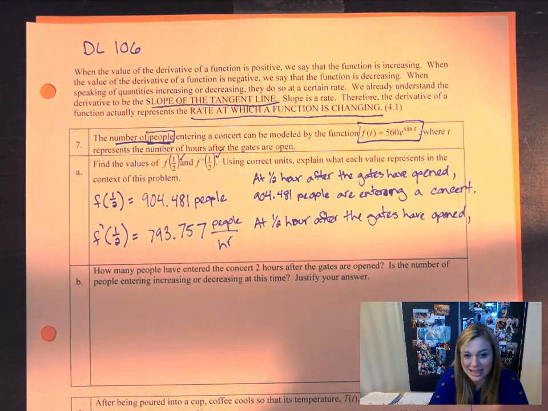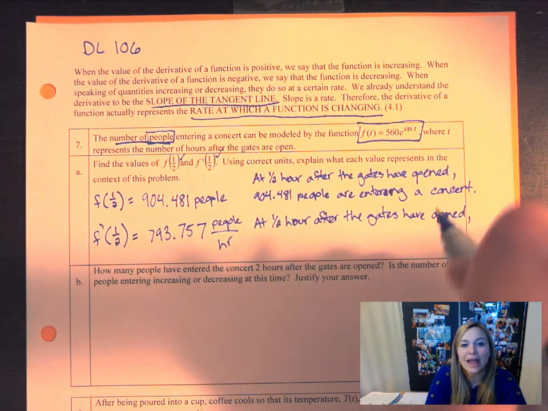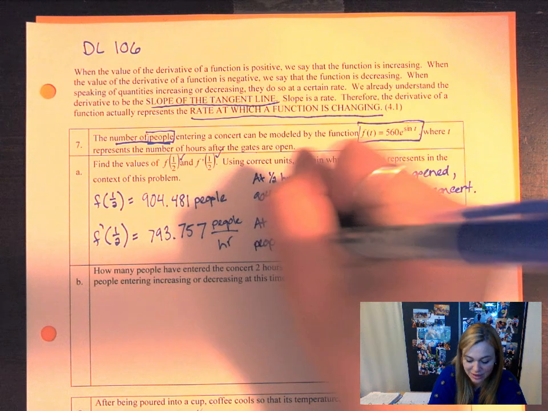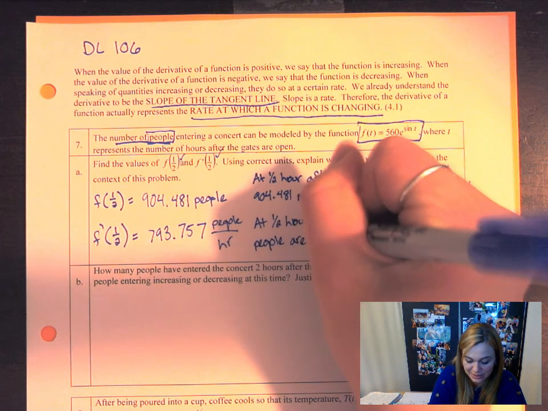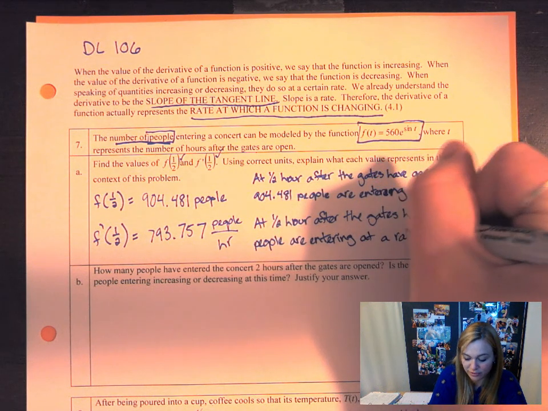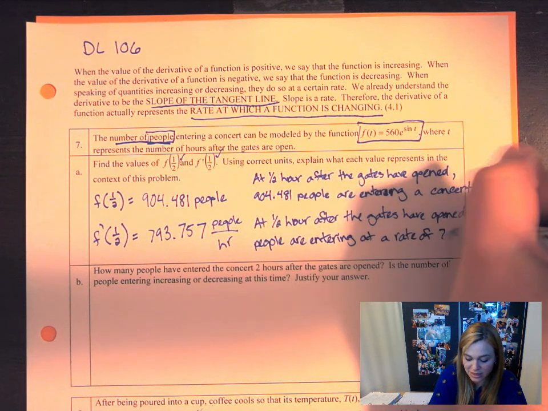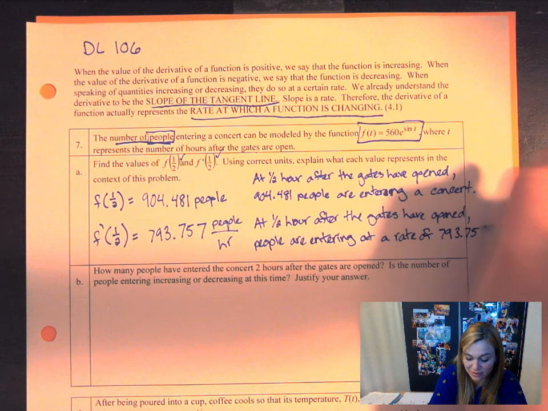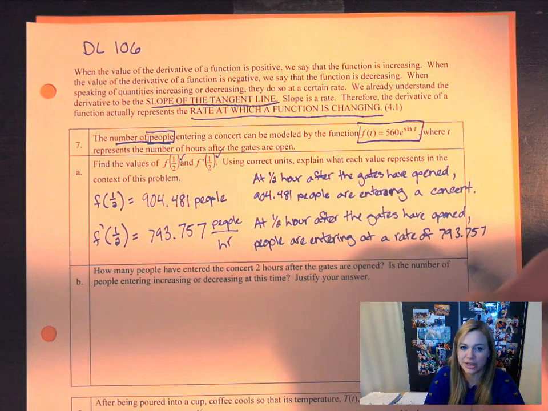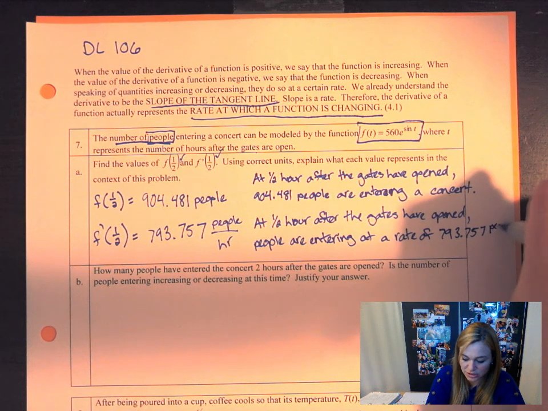And then I'm going to say people are entering at a rate of, because now we're talking about the rate of change. So people are entering, same language they used before, at a rate of 793.757. And this one is really important that you keep the decimal, because that could change your answer really quickly. And it's just a rate, so it's okay if it's part of a person per hour, people per hour.